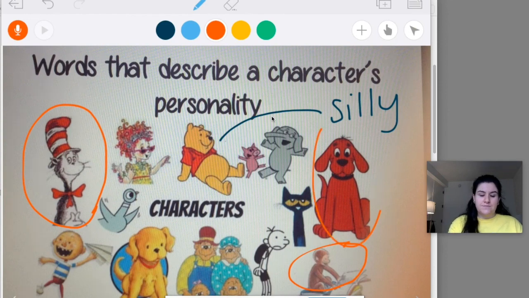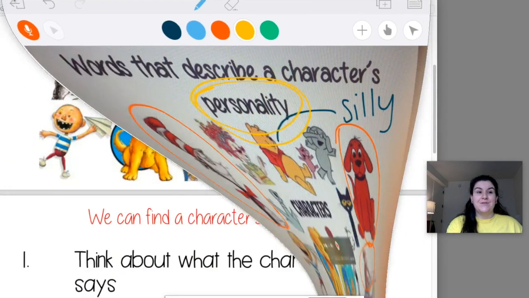Now, I want you to listen to this. Here's Clifford. Would it be a character trait if I said that he's a big dog? No, it wouldn't, because that would just be describing the way that he looks. But a character trait describes a character's personality, and that's important to know the difference. All right, let's keep going.